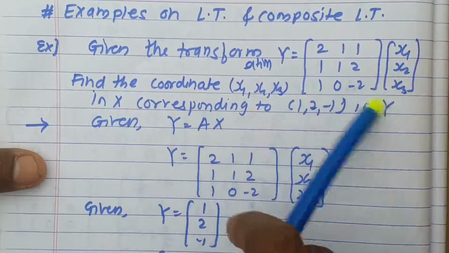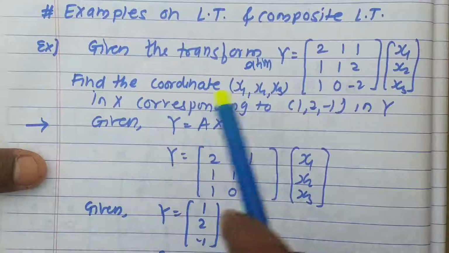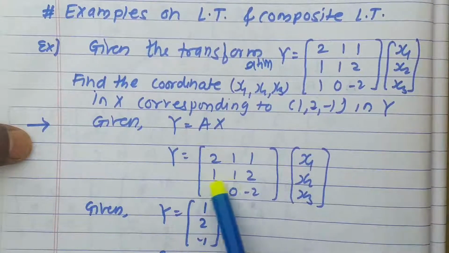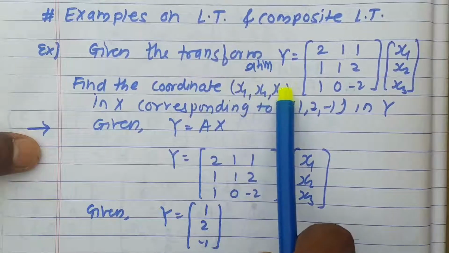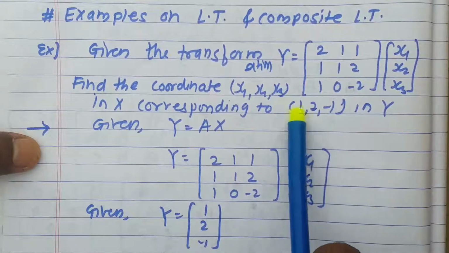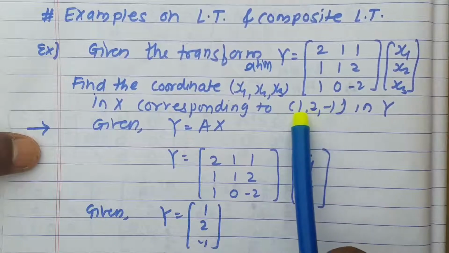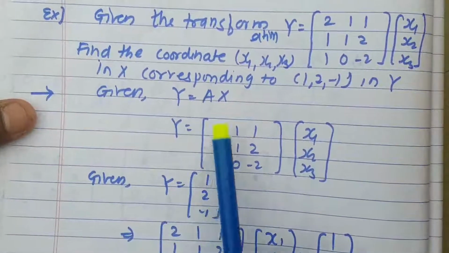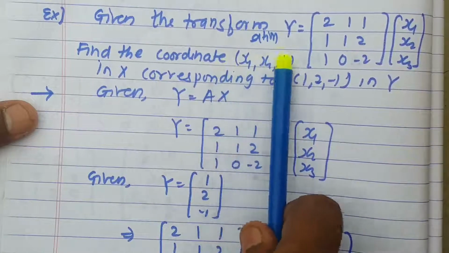So this is like y equal to a matrix into x matrix, a transformation y equal to Ax, which I have written. This is the given transformation. What you need to find is the coordinate x1, x2, x3 in x, for this value of vector y, that is, y is given as 1, 2, minus 1, 1. Calculate the corresponding x.